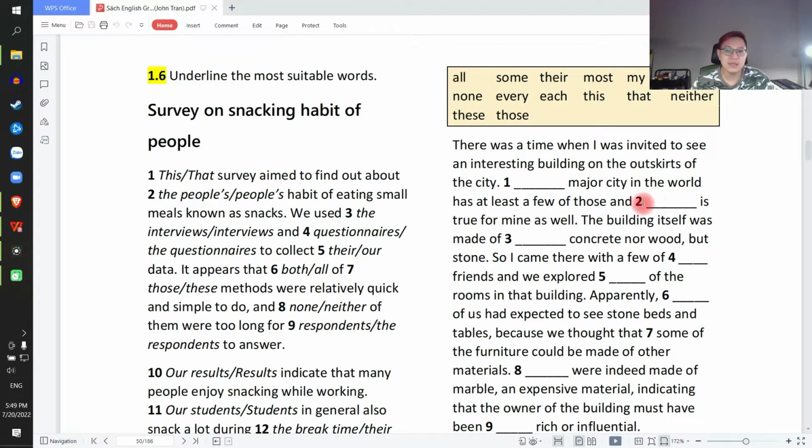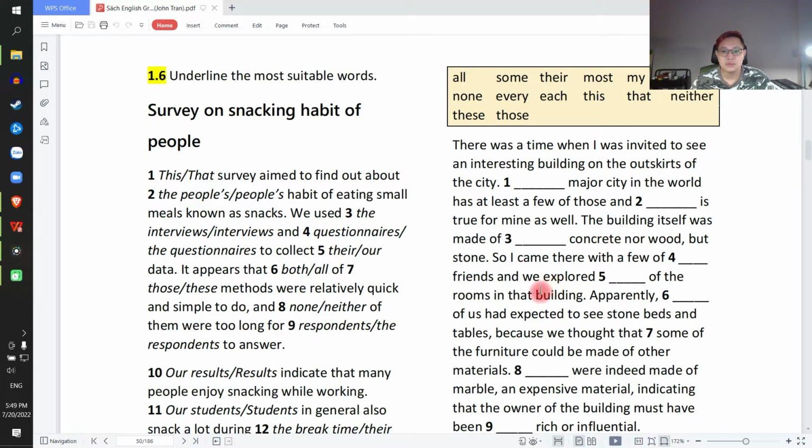And number 2, and this is true for mine as well. Or you can say that is true for mine as well. Mine here stands for my city. Cái chữ mine này có nghĩa là của tôi, tức là cái thành phố của tôi á. Và điều này cũng đúng với cái của tôi nữa. Tức là điều này cũng đúng với thành phố của tôi nữa. Hoặc là cái điều đó cũng được. So you can say this or that is true for mine as well. The building itself was made of, number 3 is neither or neither concrete nor wood. So not one of those two.